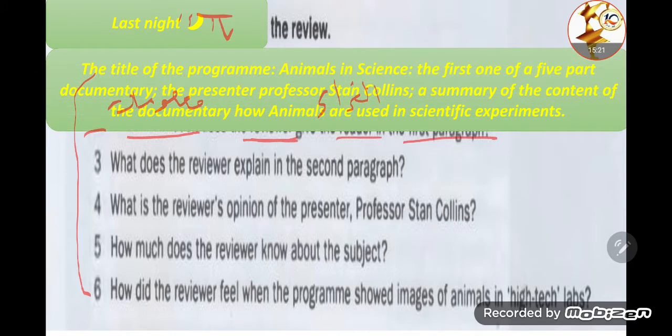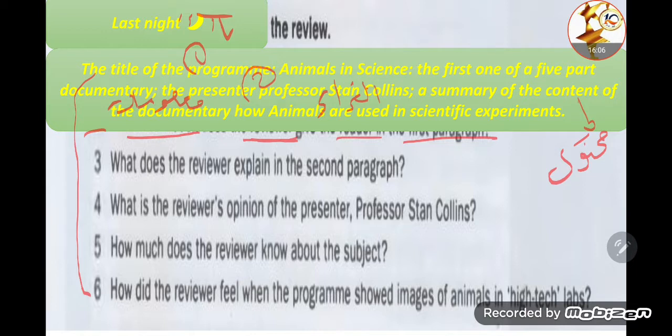Let's see the answer. إذا هون حكى لنا إنه أعطانا أول شيء التايتل of the program اللي هو Animals in Science، وحكى لنا انه the first one of a 5-part documentary كان هو الجزء الاول من وثائقي من 5 اجزاء. بعد هيك اعطانا اسم البريزنتر اللي هو بروفيسور ستان كولينز وحكانا عنه اشي بسيط. بعدها اعطانا a summary of the content of the documentary، اعطانا summary عن الكونتنت اللي هو content هون بمعنى محتوى، يعني محتوى الدوكيومنتري اللي بده يحكي عنه how animals are used in scientific experiments، وكيف بتم استخدام الحيوانات بالscientific experiments. طيب نيجي هلا لنمبر 3.